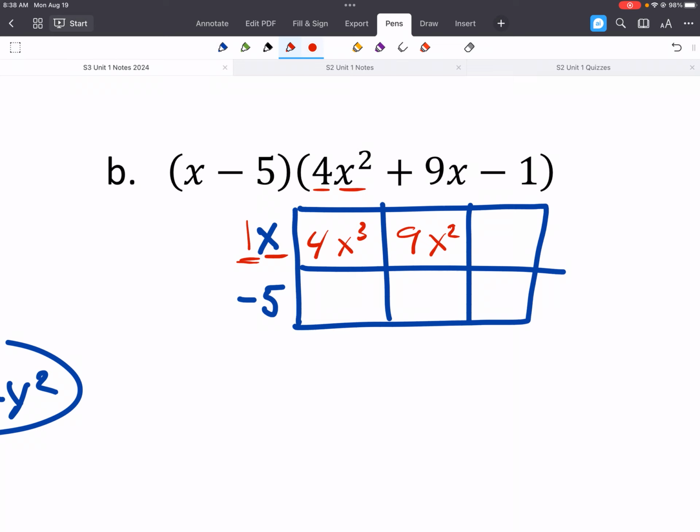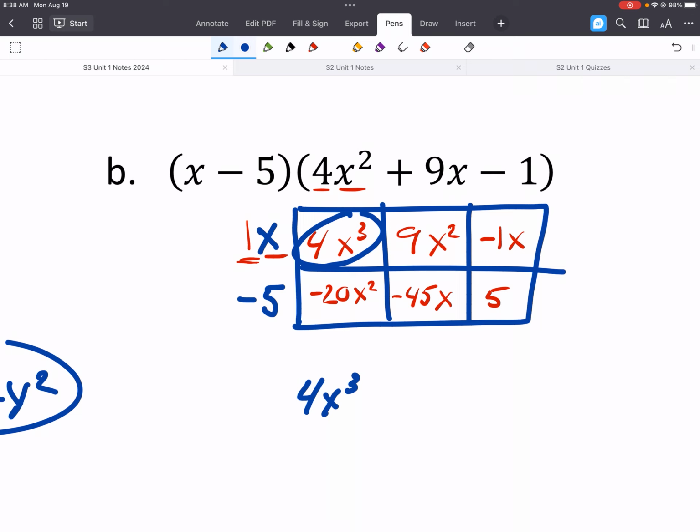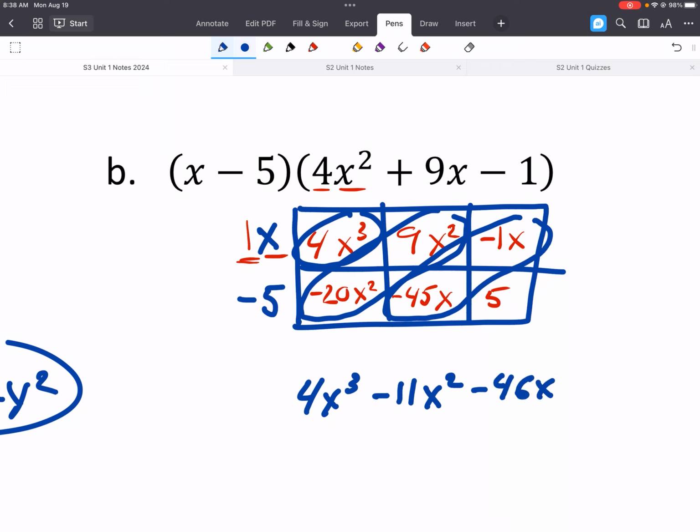Again, please pause and try these problems if you can. It will help you more than just watching. Okay, this will be -1x. -20x squared, -45x, and then +5. Combine like terms. So here we've got our 4x to the third, our x squareds, that would give us -11x squared. Our x's would give us -46x, and then our constant 5.